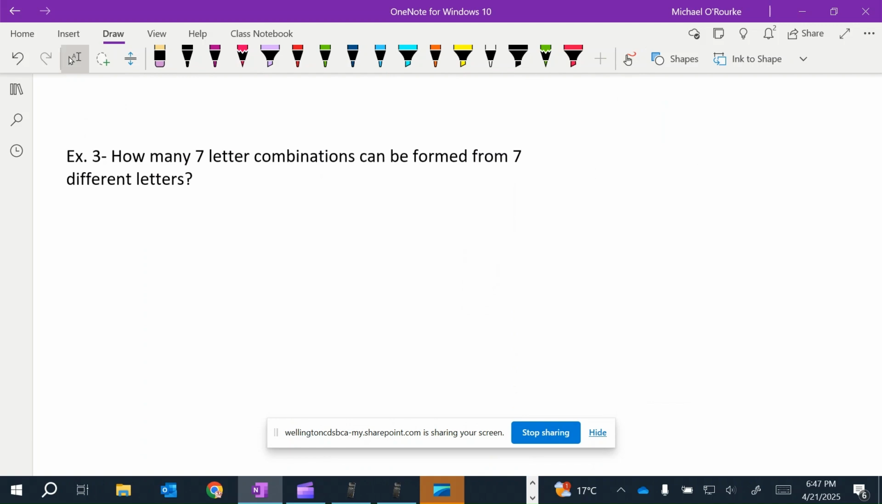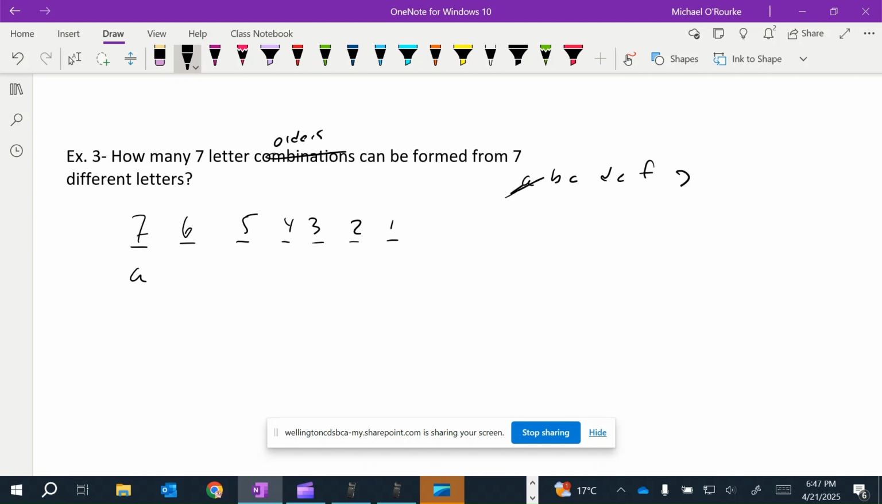So if I had 7 letters, how many combinations, let's make that orders, can be formed using 7 different letters? So 1, 2, 3, 4, 5, 6, 7. No repeats. It would look like 7, 6, 5, 4, 3, 2, 1. So if we had A, B, C, D, E, F, G.